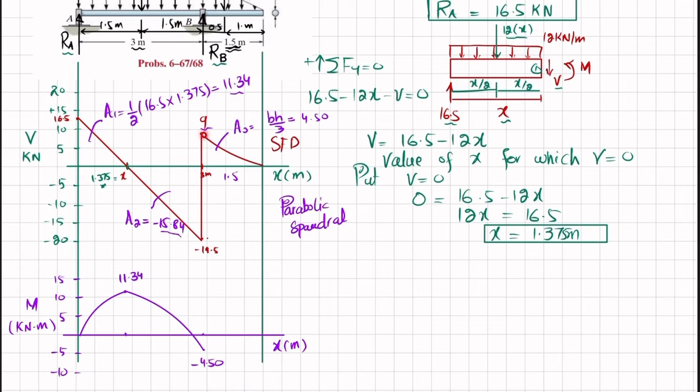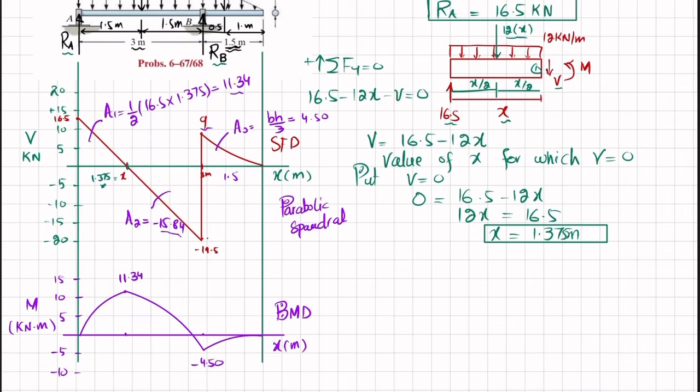And you can see this is a second degree curve. So the bending moment will be third degree, and it will be like this. It will be like this. Clear? So this is your bending moment diagram.